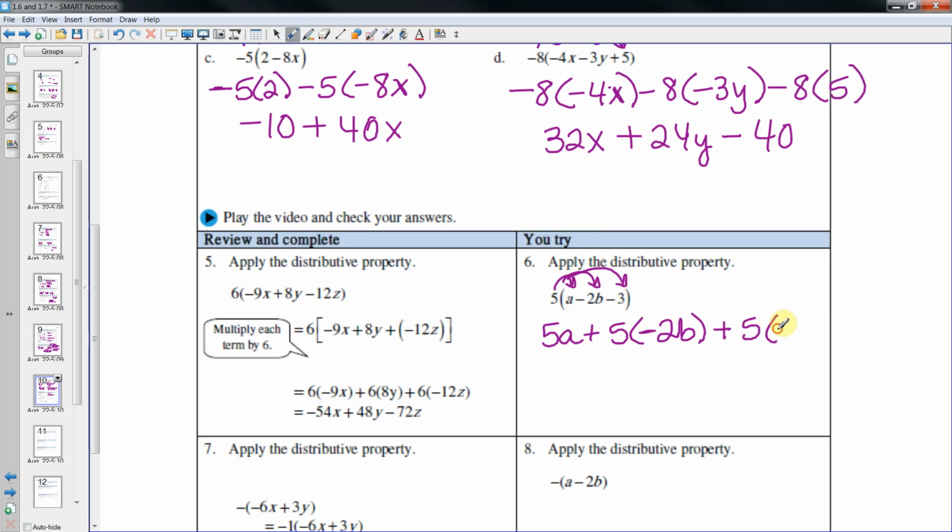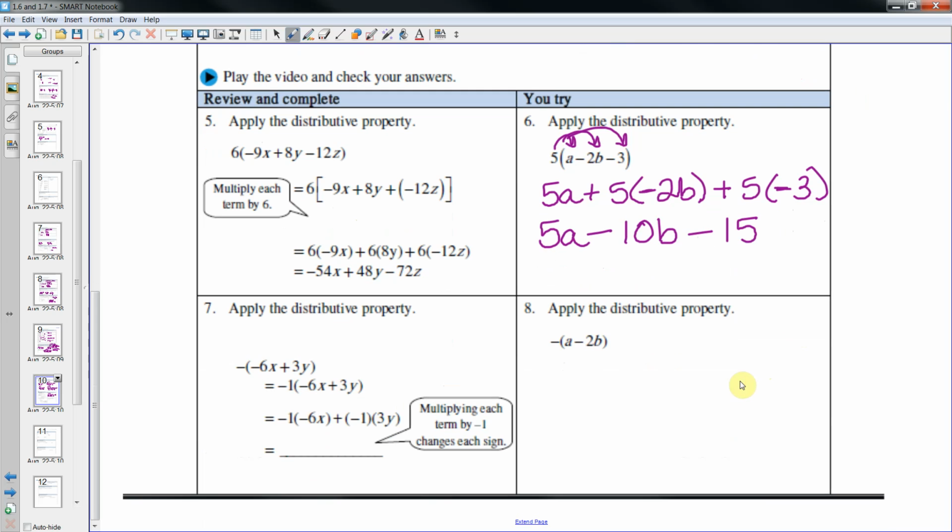And 5 times a negative 3. And again, I'm writing it all out just so you can see what I'm doing. You may be doing some of this in your head. So 5a, 5 times a negative 2b would be negative 10b. 5 times a negative 3 would be negative 15.